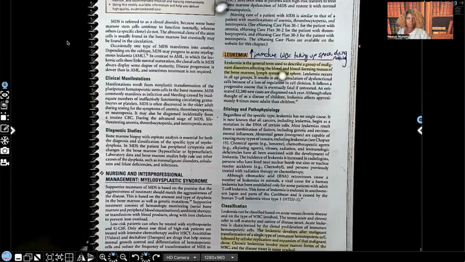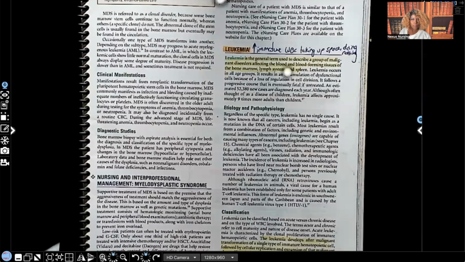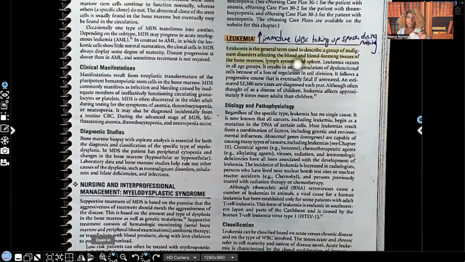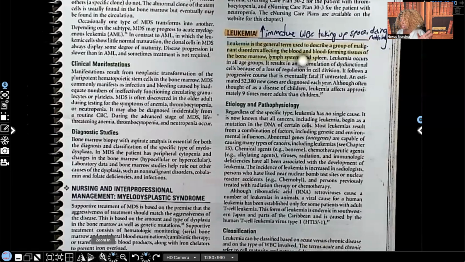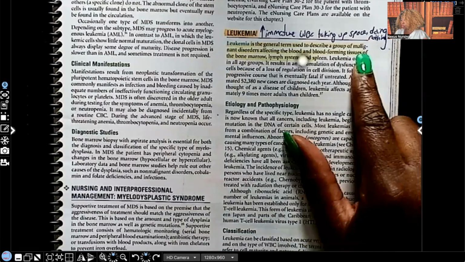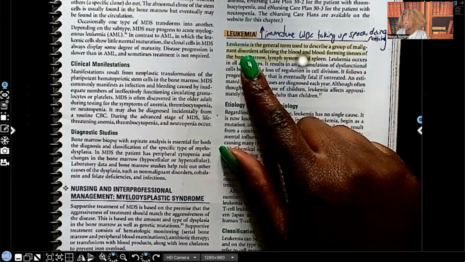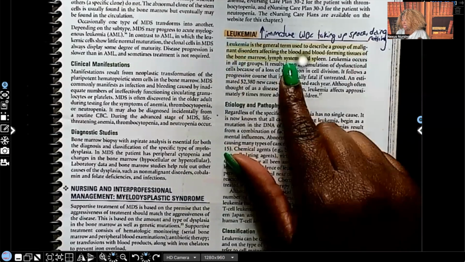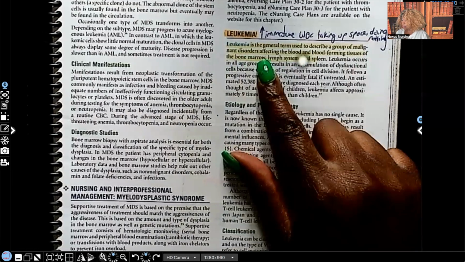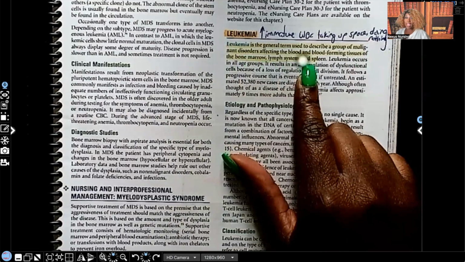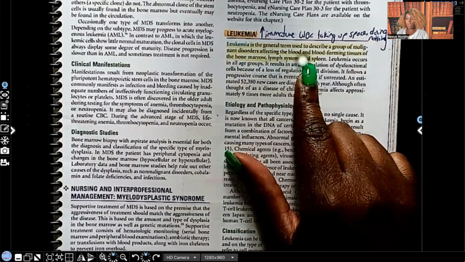All right, guys, so let me make this a little bit bigger for you. Leukemia. So look what it says. It says leukemia. This is a general term used to describe a group of malignant disorders. Now, I already talked to you guys about malignancy. Malignant disorders affecting blood and blood-forming tissues of the bone marrow, lymph system, and spleen. That says a lot to us.